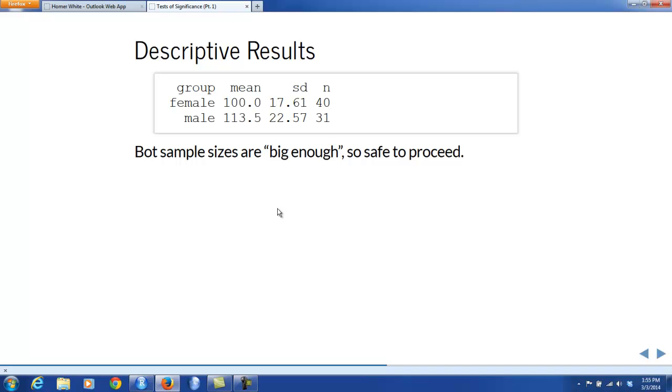Taking a tour of the results, the descriptive results are shown first. The sample mean for the 40 females in the study was 100 miles an hour. The sample mean for the 31 males in the study was 113.5 miles per hour. Both sample sizes were at least 30. We're going to assume that these are two independent simple random samples from the two populations, the population of all females and the population of all males. So, in terms of safety checks, it looks like we can go ahead.